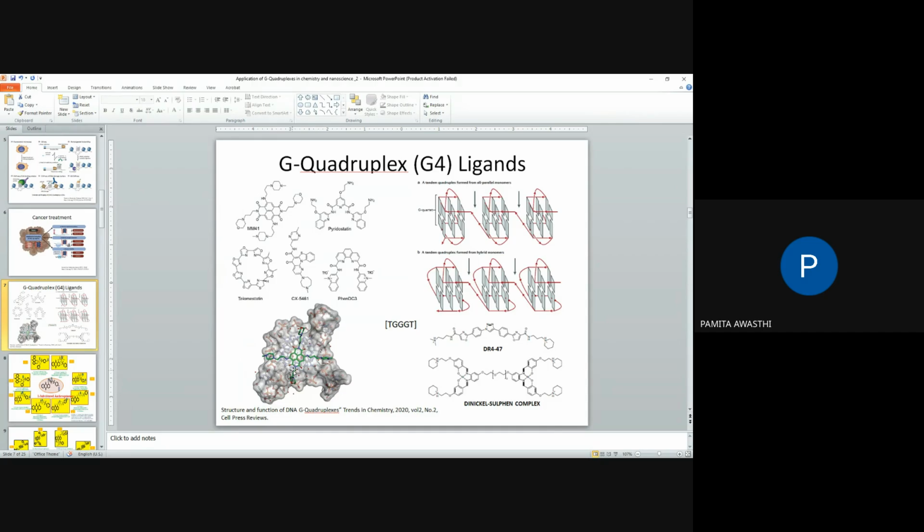Out of these, as I said, there are thousands, more than 30 to 40,000 molecules in the library, deposited in the data bank. There are some common ones which I have shown over here, very commonly used as binders. One of them is MM41, which is very commonly used. This is the crystal structure of the binding of MM41 with the DNA quadruplexes.